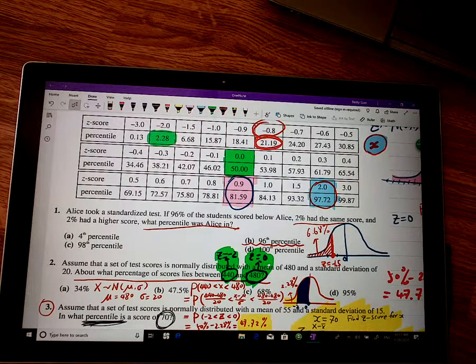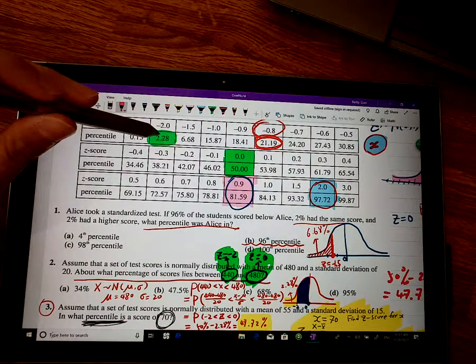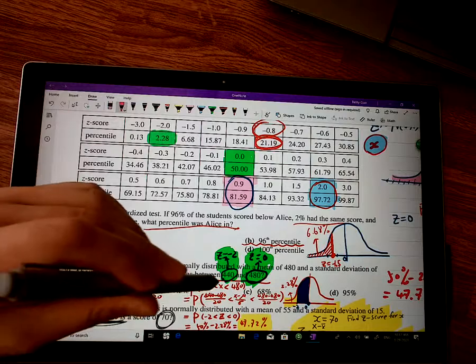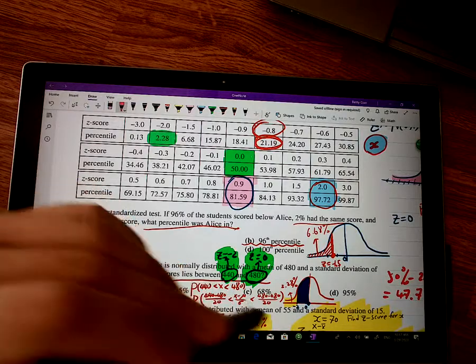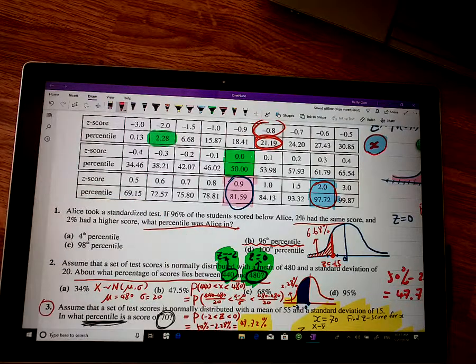For 440, we firstly standardize it. We have its z-score equals -2. Then by the table, we know 2.28% of scores are below 440. And then we go ahead to standardize 480. We find the z-score for 480 is 0. That means there is 50% of scores below 480.